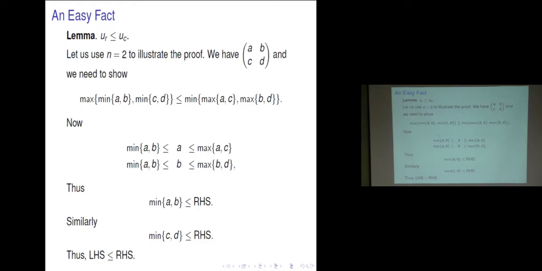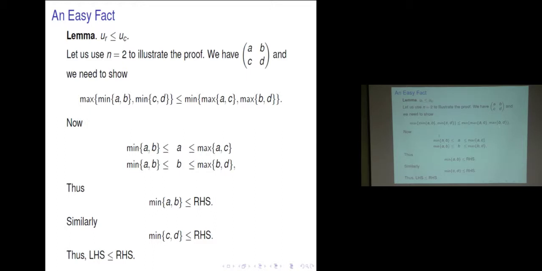The same thing happens for B. The minimum of A and B is less than or equal to B, and B is less than or equal to the maximum of anything with B inside, which is at least B, right? So we have these two inequalities. Now on the left-hand side, I have min of A, B. On the right-hand side, I have max this and max that.